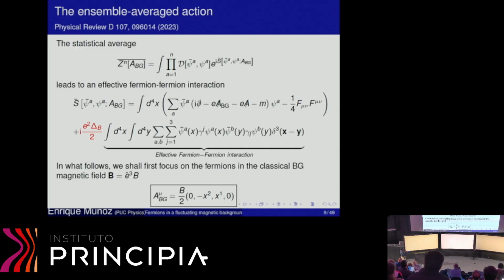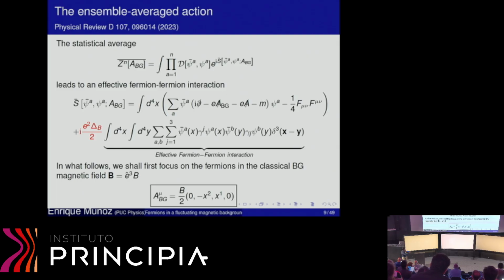But what is interesting is that this self-interaction, which is purely due to a statistical average that we perform, is proportional to a coupling constant that depends on the magnetic noise autocorrelation, delta V. And it's also a contact interaction, because we assume white noise in the description of these fluctuations, so this determines a contact interaction, this delta function.